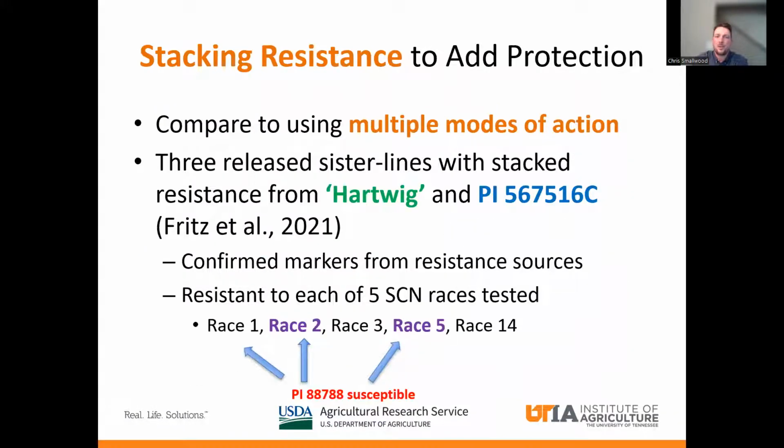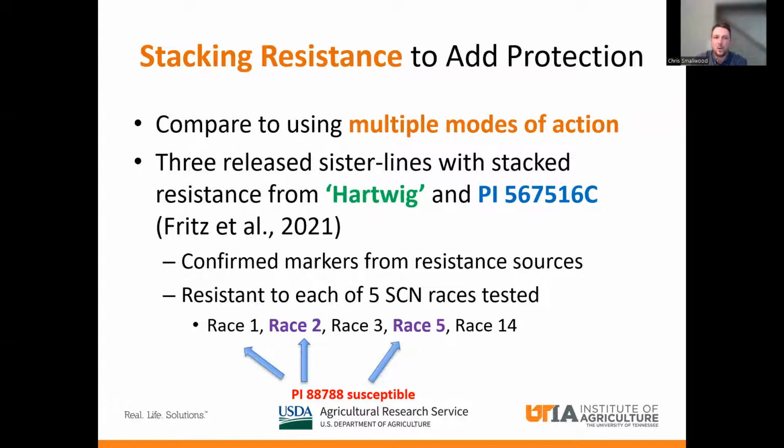So something else I want to mention is stacking resistance to add protection. And we mentioned the herbicide analogy previously. And so I'll extend that and say that by stacking resistant sources, one could compare that to using multiple modes of action. And this can limit the nematode's ability to overcome resistance by having more than one source or many genes that can offer resistance, making overcoming this resistance more challenging.